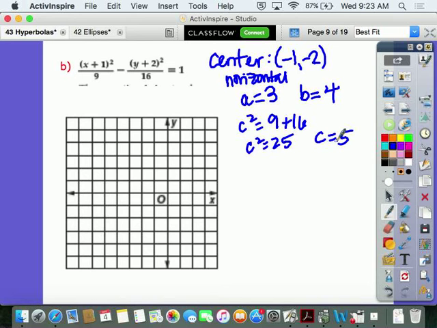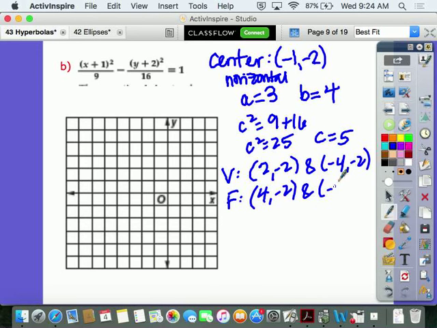What else do I need? Vertices. All right. 2, -2. And what? -4, -2. So those are my vertices. Where are my foci? 4, -2. And -6, -2. Okay. What are my asymptotes?